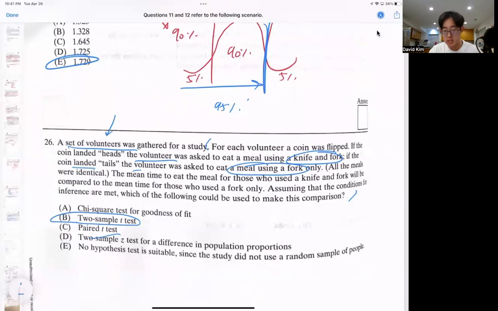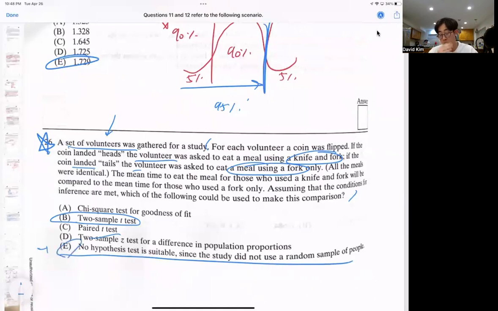But the problem here was that these were volunteers and they are maybe speedy eaters who like to use knives versus forks or whatever. So no hypothesis test is suitable since the study did not use a random sample of people. They say that's the correct answer, but in all honesty, if I was taking this test, I would not have gotten this right. I would have just said it was 2-sample t-test and moved on.